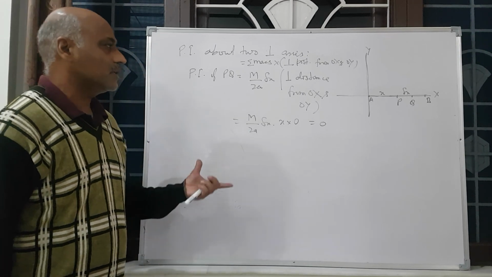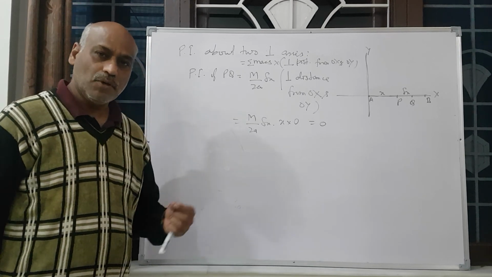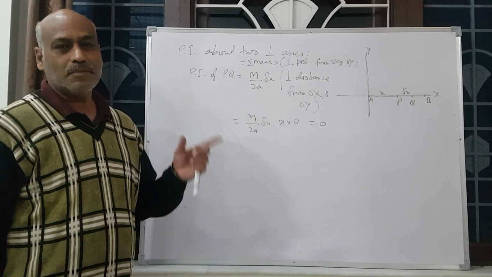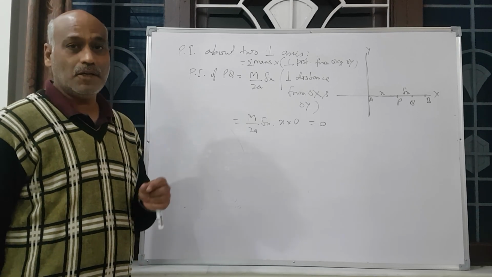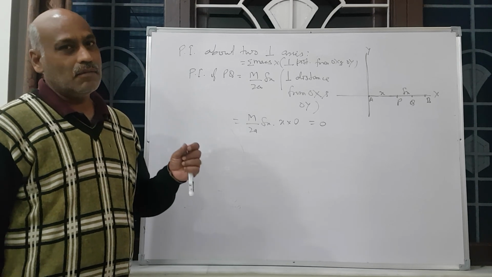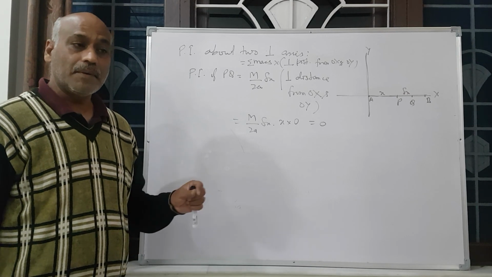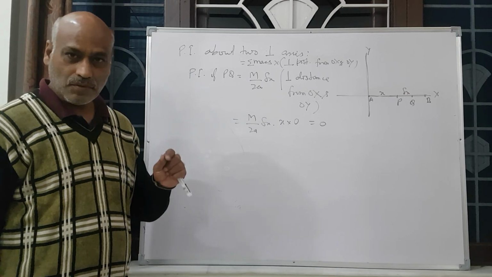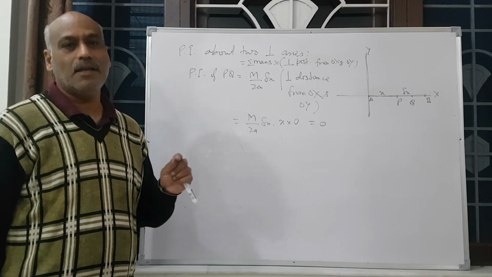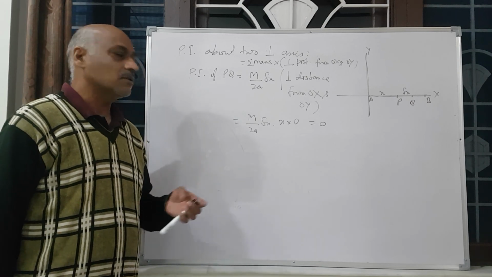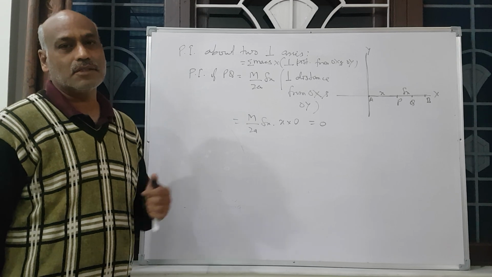So these are the basic properties: the moment of inertia of a rod about a line which passes through the center of gravity or middle point, or one end, perpendicular or making an angle alpha, and the product of inertia. In the next video we will discuss more examples.